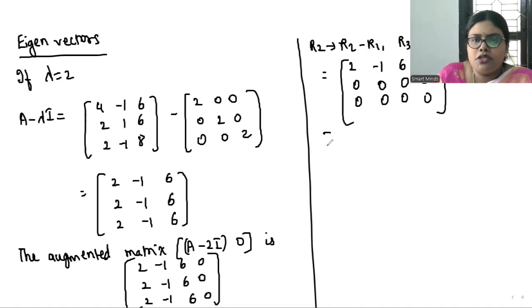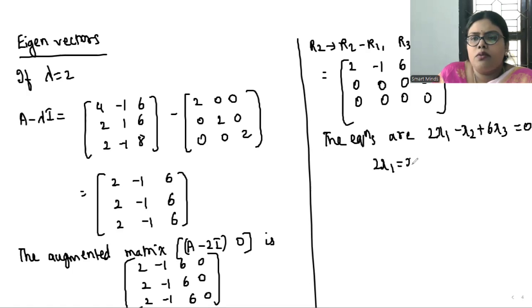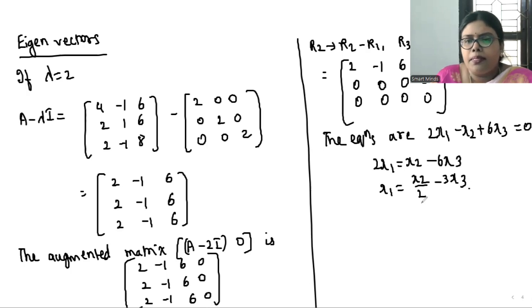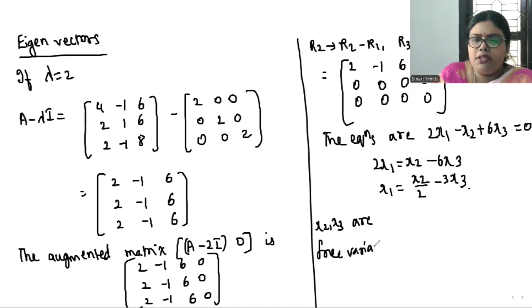So what are the equations? The equation is 2x1 minus x2 plus 6x3 is equal to 0. So 2x1 is equal to x2 minus 6x3, or x1 is equal to x2 by 2 minus 3x3. And over here you can see x2 and x3 are free variables.